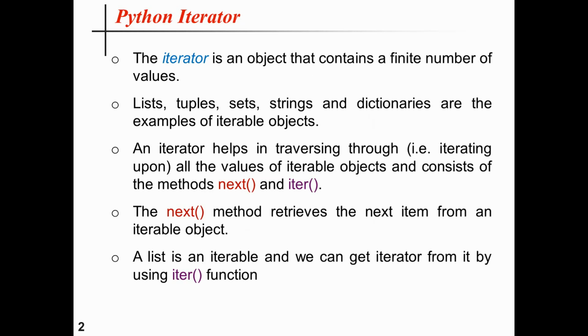An iterator helps in iterating upon all the values of the iterable objects and consists of the methods like next and iter. The next method retrieves the next item from an iterable object. As I already mentioned, a list is an iterable and we can get an iterator from it by using the iter function.